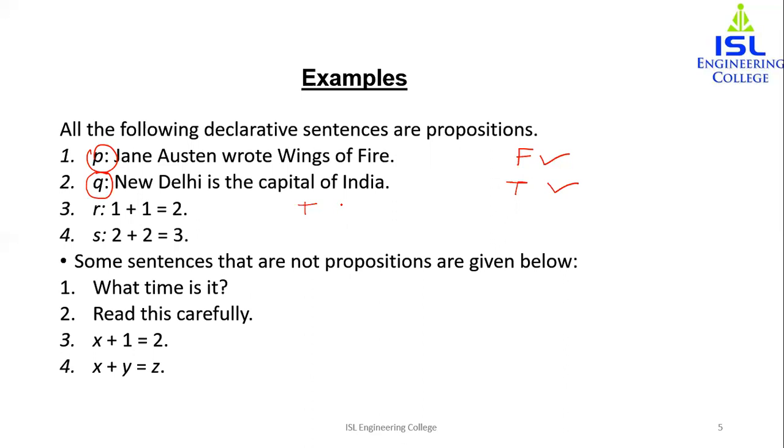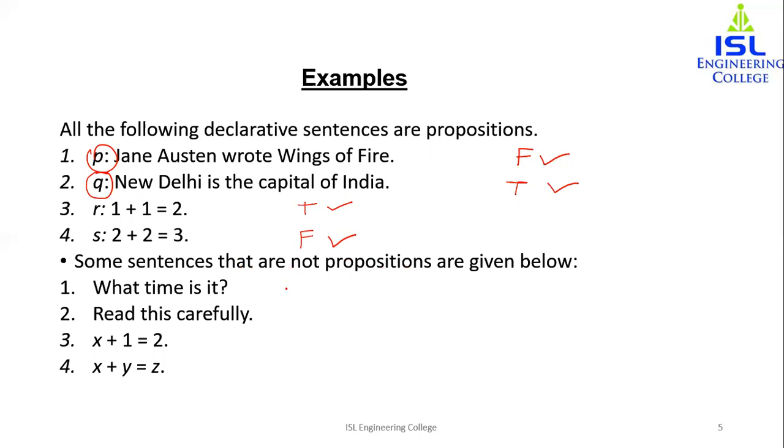It is true, and for that reason it is also a proposition. 2 plus 2 is equal to 3. It is false. So since we can definitely say that it is false, it is also a proposition. Now, some sentences that are not propositions are given below.